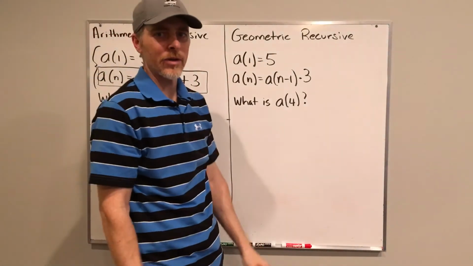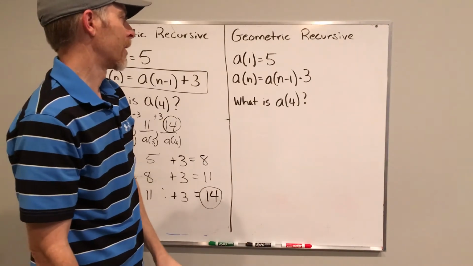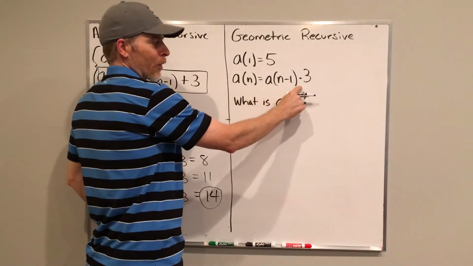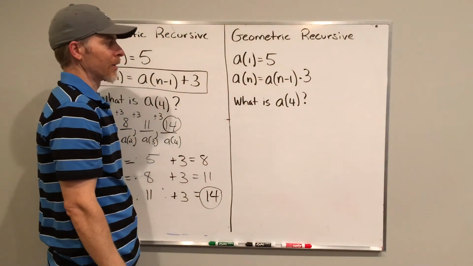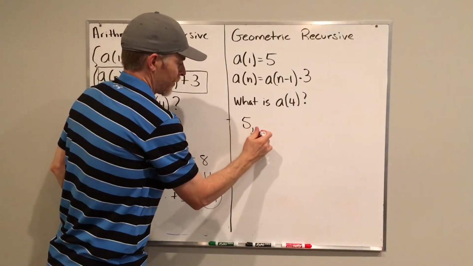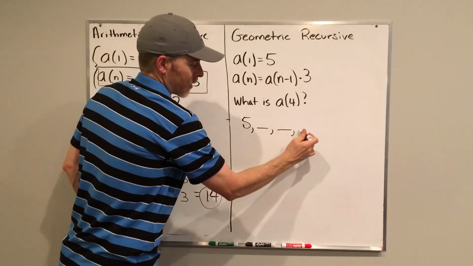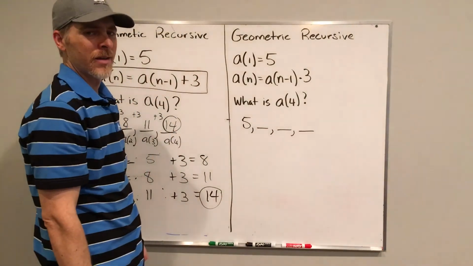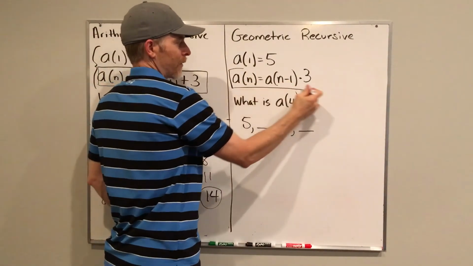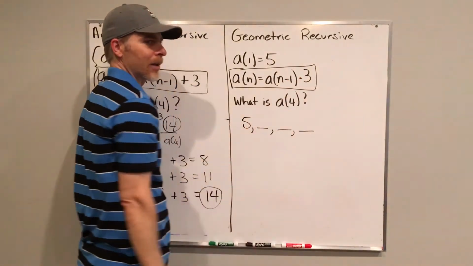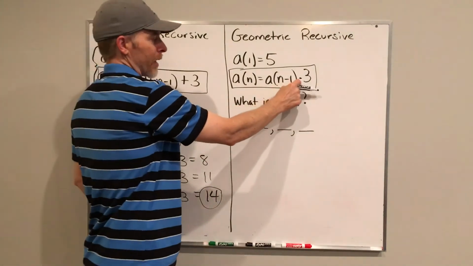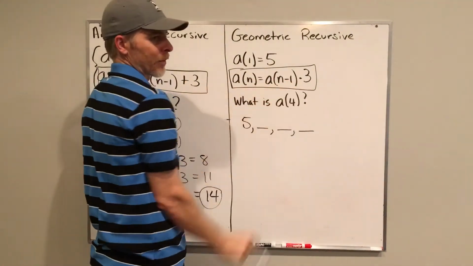Okay, let's go over here to a geometric recursive formula. Same kind of deal. The first term is 5. Here's the formula to get any other term in the sequence. They want to know, again, what is the fourth term. So it's 5. We don't know the second term. We don't know the third term. We don't know the fourth term. But notice the end of the formula, this is the recursive formula, has multiplication on the end. That's how we know it's going to be a geometric one, because we're multiplying. Over here we were adding, over here we're multiplying.